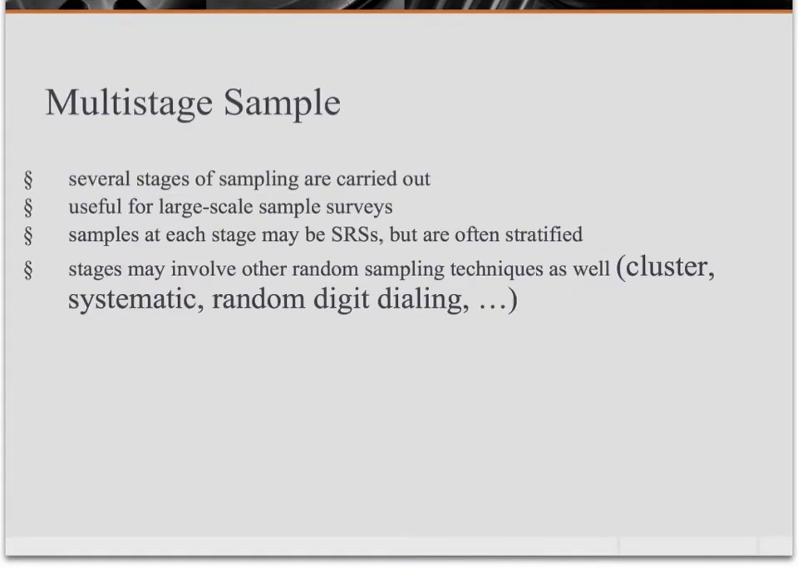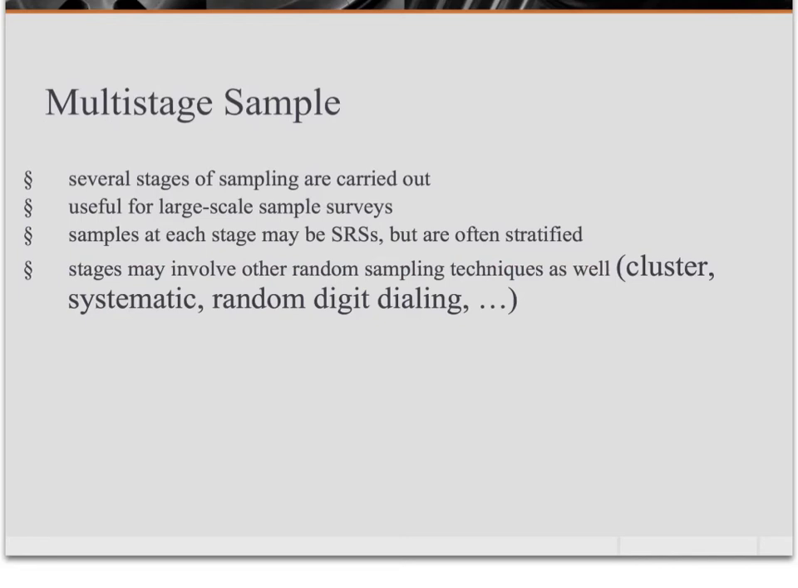The last thing we're going to talk about is multistage sampling. When you do several stages of sampling to get to where you want to. Okay? And that's useful for really large-scale sample surveys. And at each stage, they could be simple random samples. Often they're stratified, but they could include other random sampling techniques.